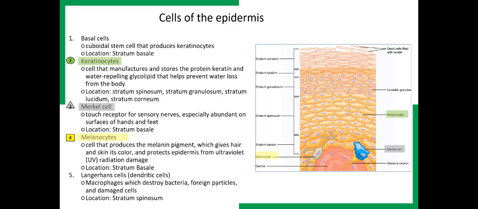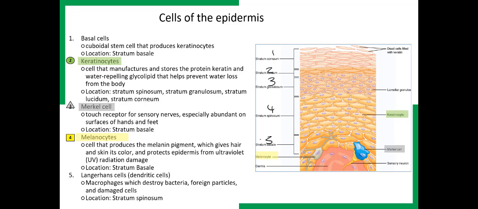When we look at the epidermis, we're next going to talk about the cells that are found within the epidermis. So you can see here there are 5 different cells found within the epidermis. And you can also see the 5 different layers. I'm going to talk about the 5 different layers in the next slide. But in this slide, what I thought I'd do is talk about the cells that are found within the epidermis, right?